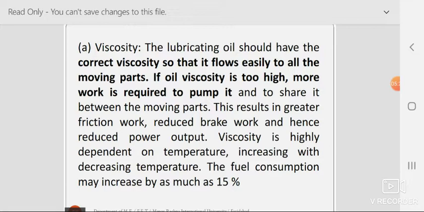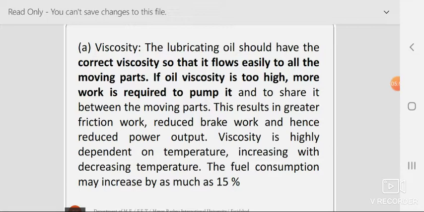Now that pump takes power from where? It takes power from the ultimate output of the engine. So the more work the pump uses, the output of the engine decreases. The more the output of the engine decreases, the less is the efficiency of the engine. So too high viscosity is generally avoided.